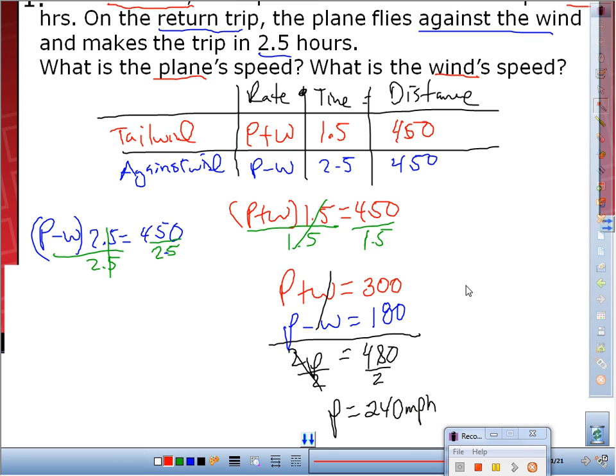And then I'm going to use the top equation, P plus W equals 300. And instead of P, I'm going to substitute 240. Bring down the plus, W equals 300. Subtract 240 from each side. And the wind speed was 60 miles per hour. Man, that's strong.